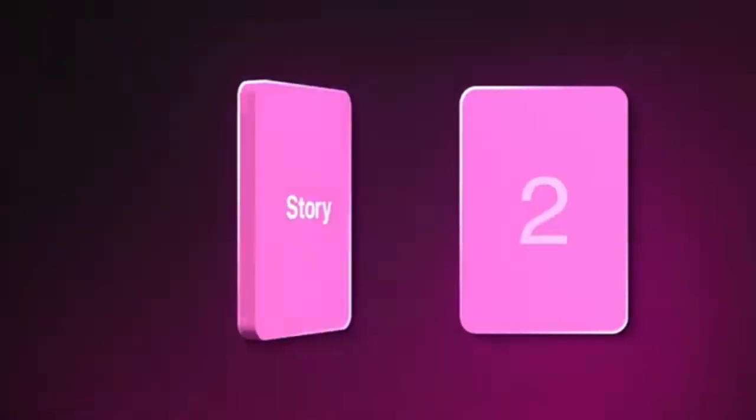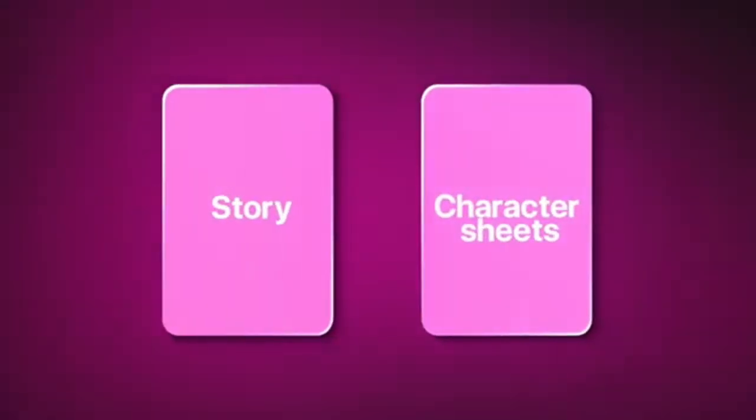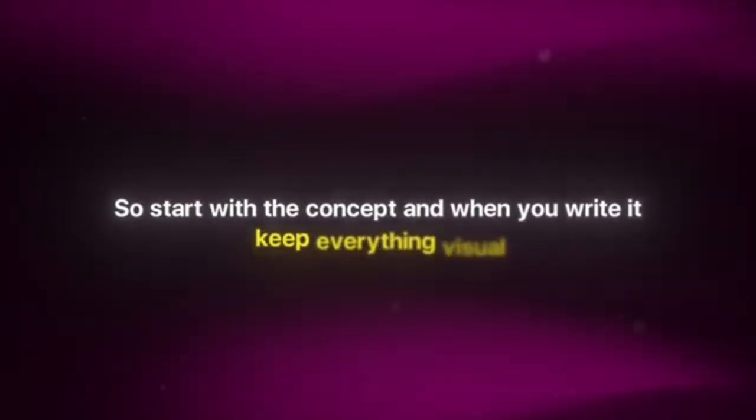This step covers 2 things, the story and the character sheets. The story comes first because without the story, you have no idea who even needs a character sheet, what they should be wearing, or what they actually do in the animation. So start with the concept, and when you write it, keep everything visual. For this one, I keep it really simple. A businesswoman goes to a deal and it falls apart.